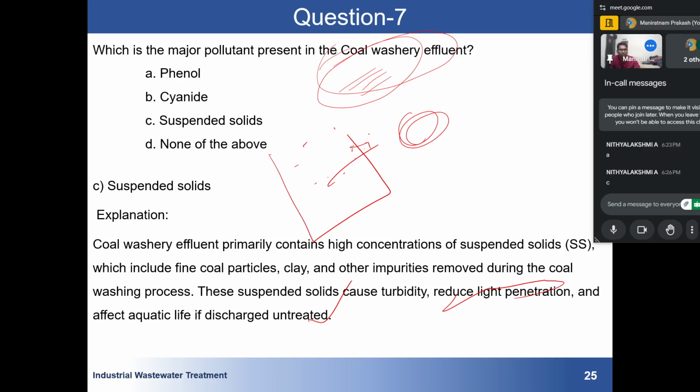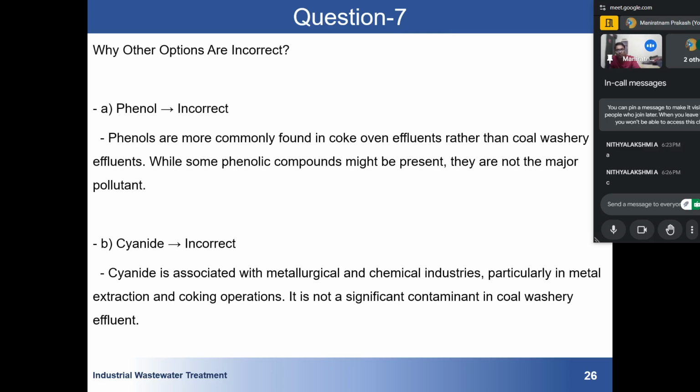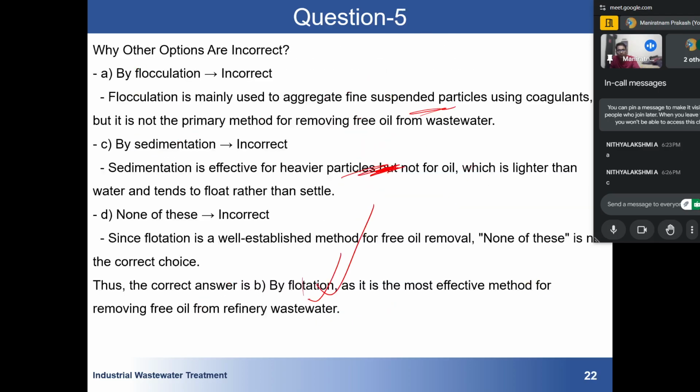Any doubt in it? Phenols are commonly found in coke oven effluent. Then cyanide, we have also seen, is related to the chemical industry, particularly metal extraction. A few questions back, we saw that cyanide is converted with alkaline chlorine to CO2 and nitrogen. We have seen this, if you remember.